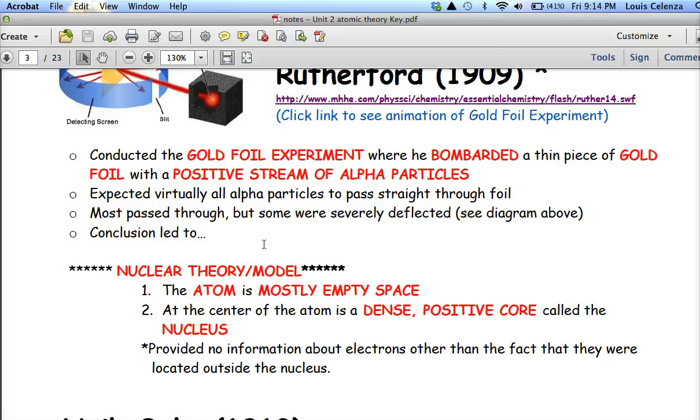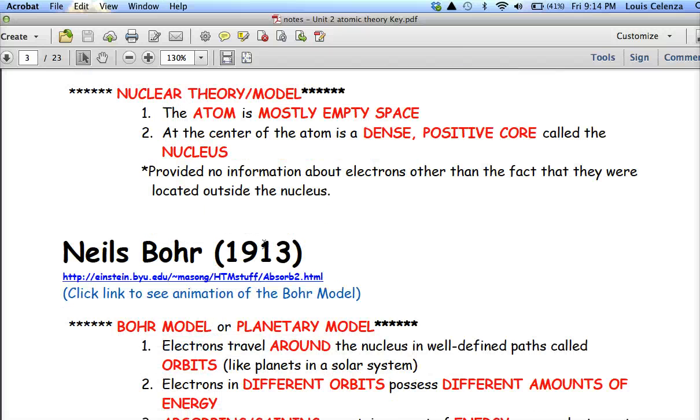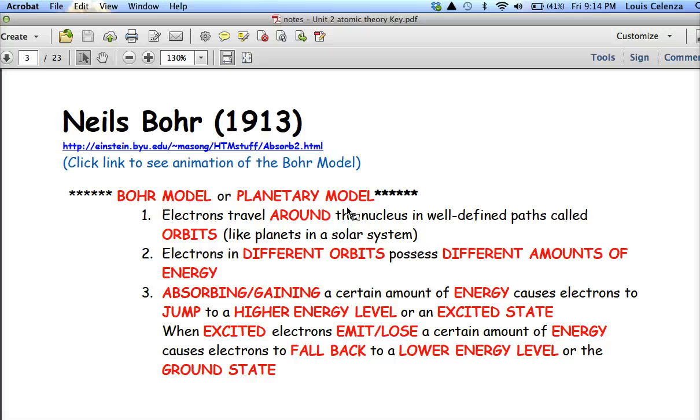One of the problems with Rutherford's model is that since electrons are negatively charged and they are outside the nucleus, and the nucleus is positively charged, well, when you have two different things that are oppositely charged, one is positive, one is negative, they're going to be attracted to each other. So scientists said, well, if that is the case, why aren't the electrons, which are negatively charged, simply pulled into the positively charged nucleus and the atom collapses? Rutherford had no answer for that.